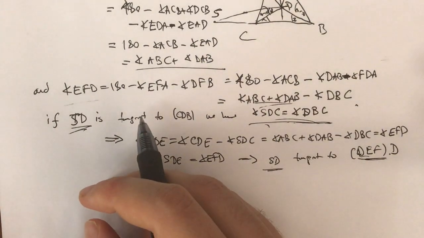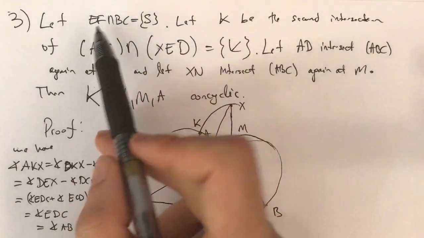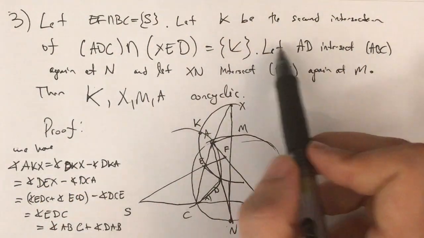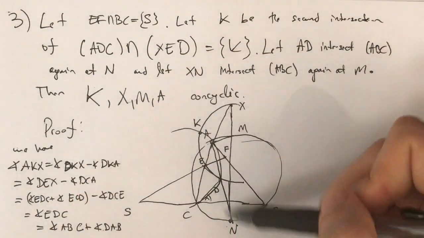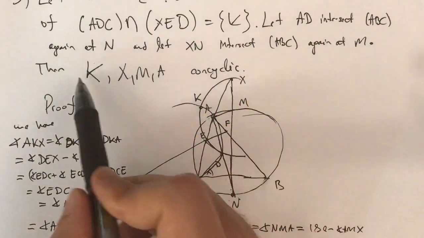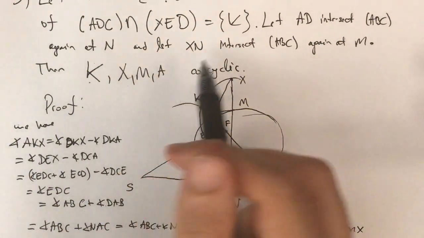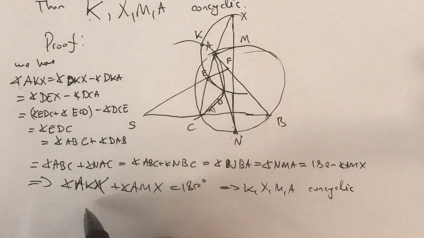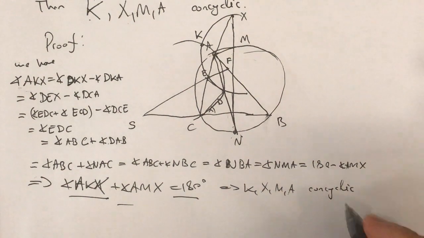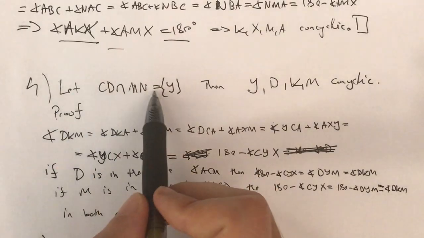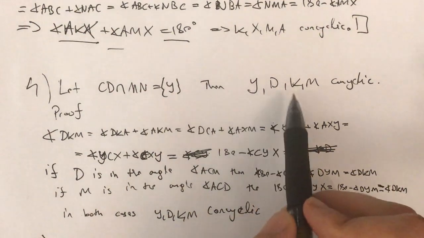And now with this, we move on to our third claim. We take S, we let K be the second intersection, we let AD intersect ABC at N, and XN intersect ABC at M. And now we prove that K, X, M, A are concyclic. The way we do this is just by angle chasing, and we have that AKX plus AMX is 180, which proves that these 4 points are concyclic. And with this, we move on to the fourth claim: we let DC and MN intersect at Y, then we prove that Y, D, K, M are concyclic.